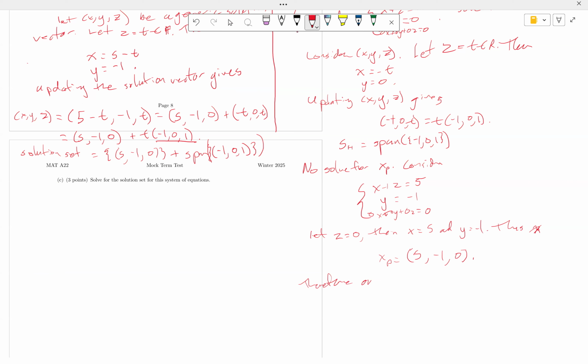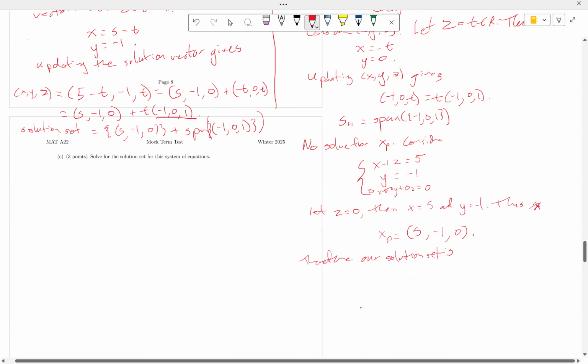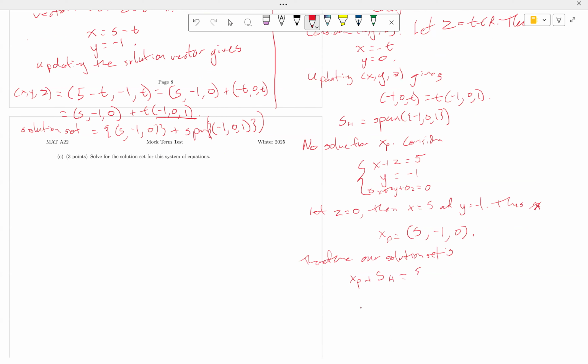Therefore, our solution set is XP plus SH, which is the set containing 5, minus 1, 0, plus the span of the set -1, 0, 1. And you'll notice that this solution set here is the exact same as the solution set we had up here. Okay. Here we split it up into two ideas, the homogeneous portion and the particular portion. And here we did it all at the same time.